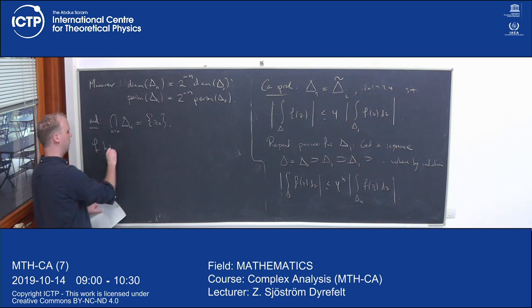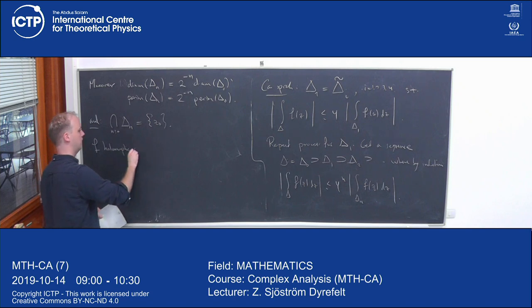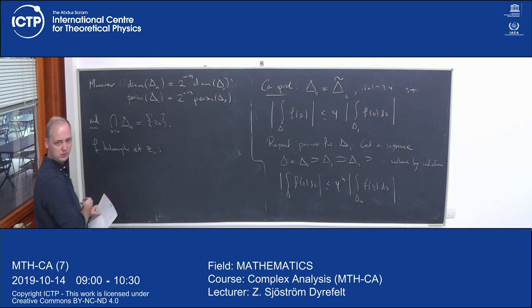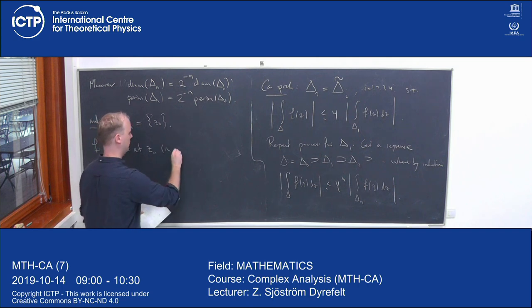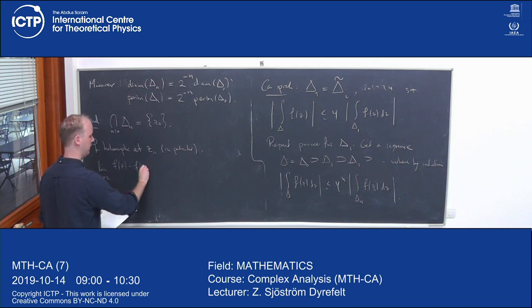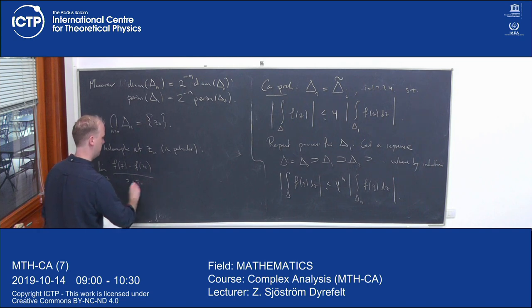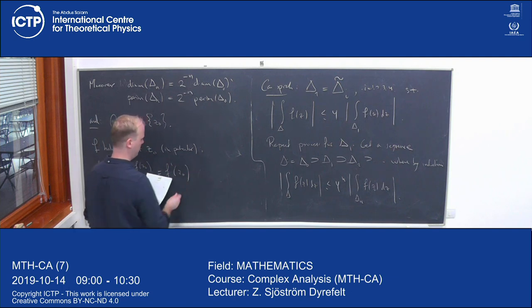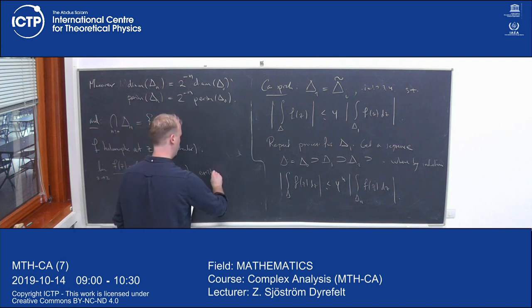So f is holomorphic at every point inside the disk where this curve lives, but in particular it's holomorphic at z0. Okay? So in particular, this means that the limit as z goes to z0 of f of z minus f of z0 over z minus z0 exists and equals f prime of z0. In particular, it exists.